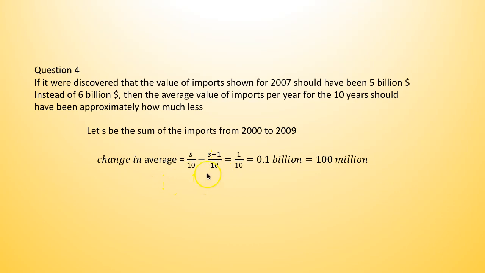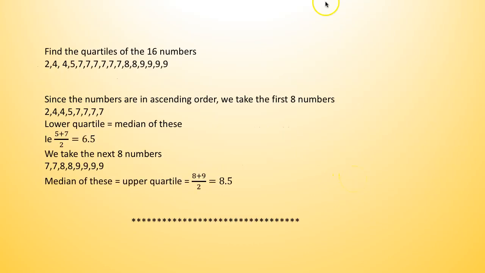So the change in average is S by 10 minus S minus 1 by 10. S by 10 cancels out, you get 1 by 10, which is 0.1 billion. And since we need to know the value in millions, it would be 100 millions. Find the quartiles of the 16 numbers. So first we arrange the numbers in ascending order, which is already done here.